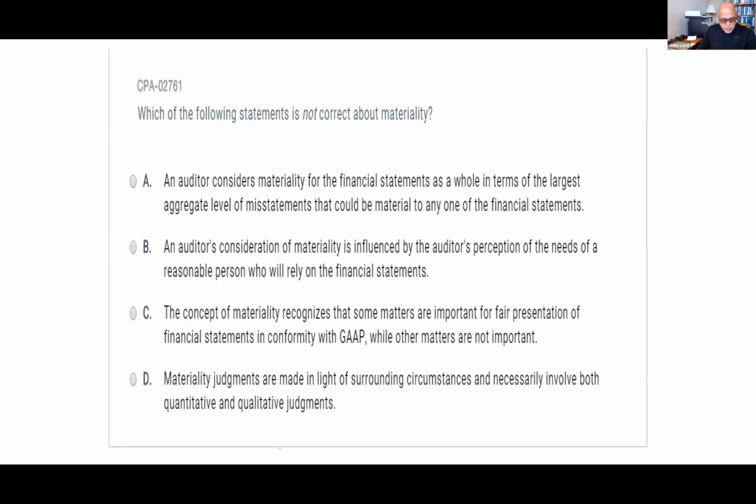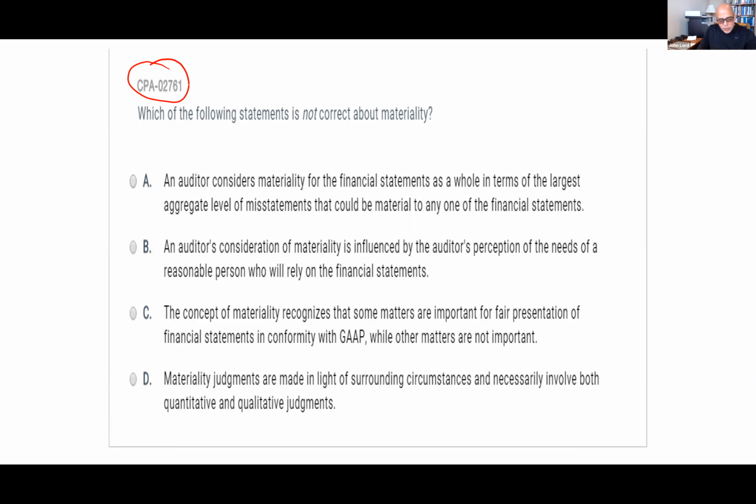Okay, this one, we'll go through it together. This is a question that I've taken from CPA material. Let's take a look. Which of the following statements is not correct about materiality? Let's take a look at A. An auditor considers materiality for the financial statements as a whole in terms of the largest aggregate level misstatement that could be material to any one of the statements. No, we said the smallest. If materiality for the balance sheet is 20,000, but for the income statement is 10,000, then we're going to go with that 10,000, right?